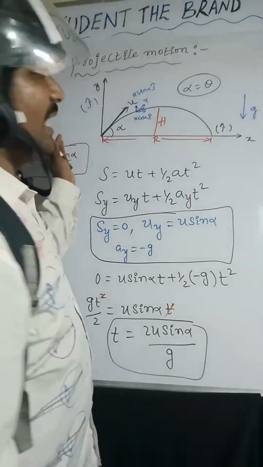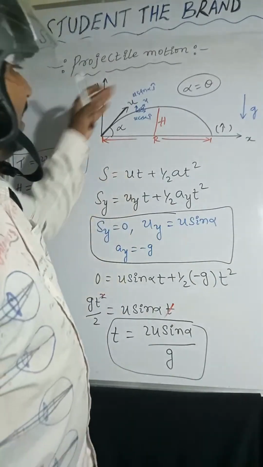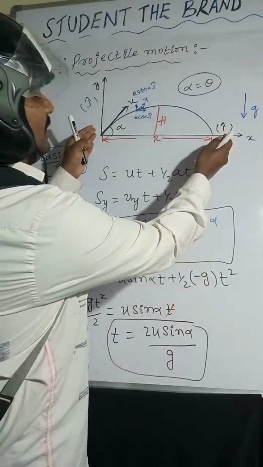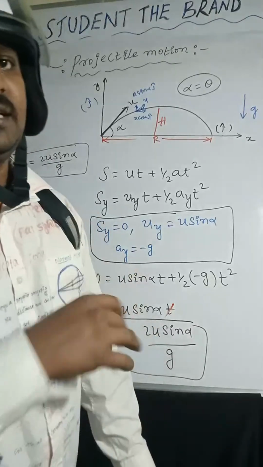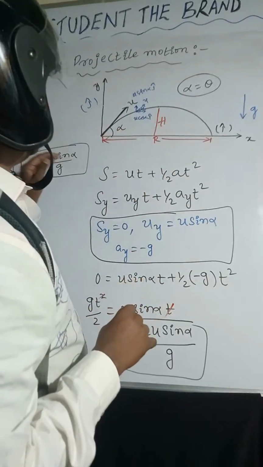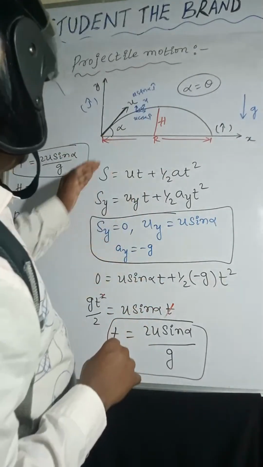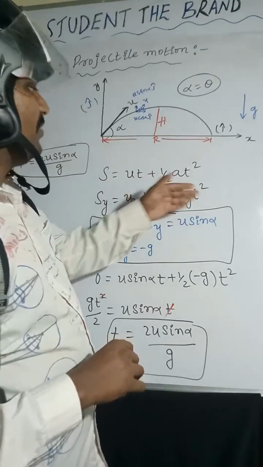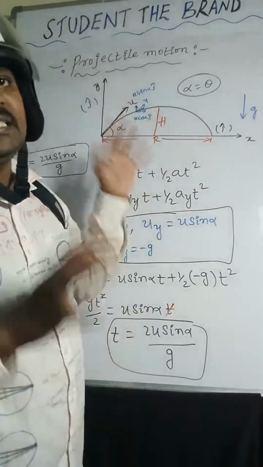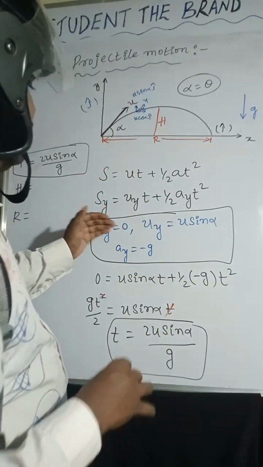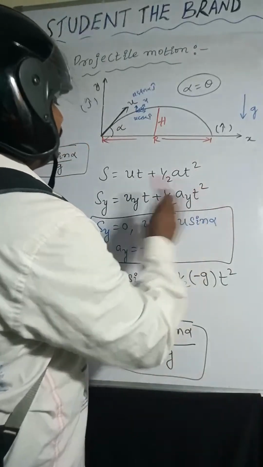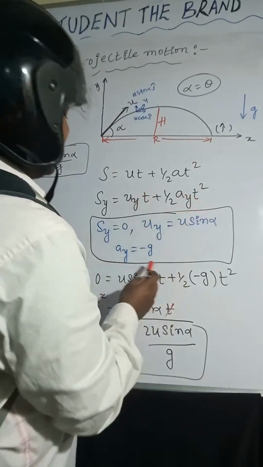Along y-axis, time taken by the particle to fly in the air, from the point of projection until it reaches the ground. Okay, this total time is called time of flight. So S equal to ut plus half at square, Sy equal to uy t plus half ay t square. Sy is nothing but displacement along vertical direction. As I said, along vertical direction, Sy is 0. Uy equal to u sin alpha, and ay equal to minus g.